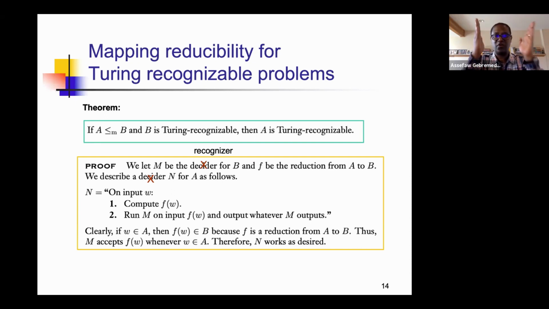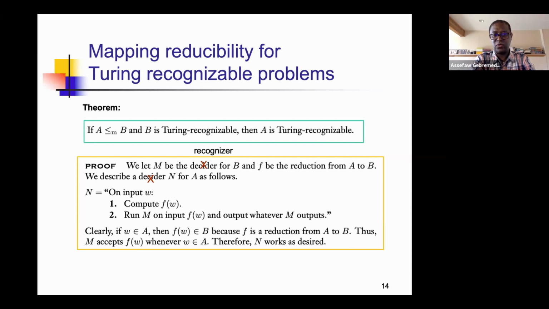The equivalent of the mapping reducibility used in deciding languages that are decidable, let's use it for showing things that are about Turing recognizable. So if I have language A and language B, and language A is mapping reducible to language B, and language B is Turing recognizable, then A is also Turing recognizable. This is the exact same parallel, except now what we called decidable is Turing recognizable.